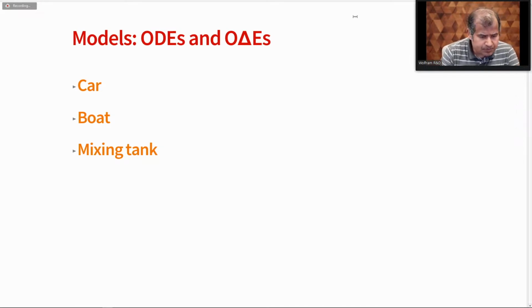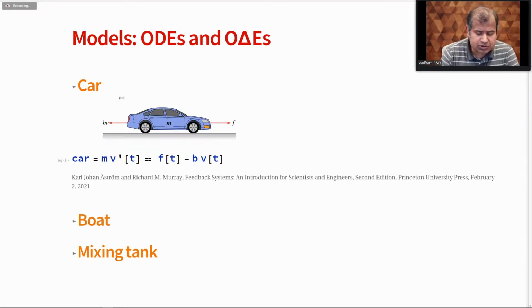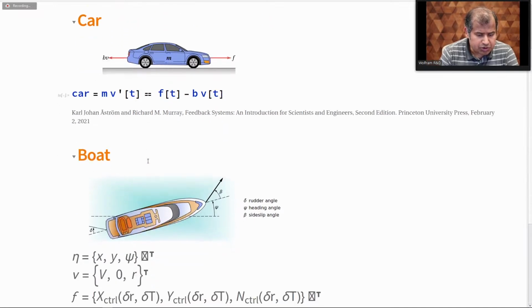So here I have an example of a car model. It's a very simple model, and we'll immediately see that this is simply Newton's law, which says that the rate of change of momentum is the force acting on the car, from which we subtract any of the drag forces acting on the vehicle. And that's just a first order ODE.